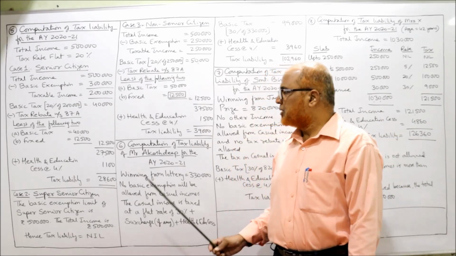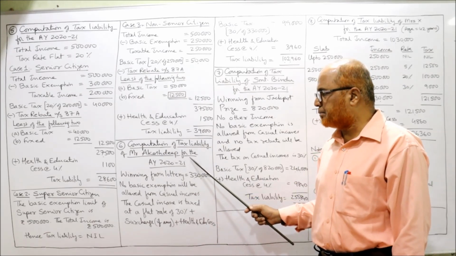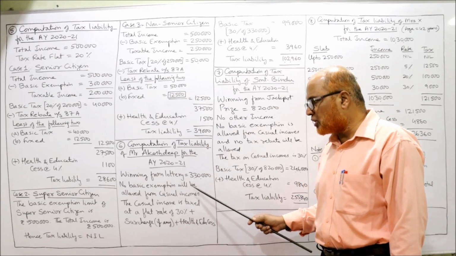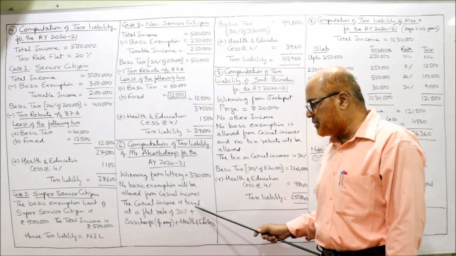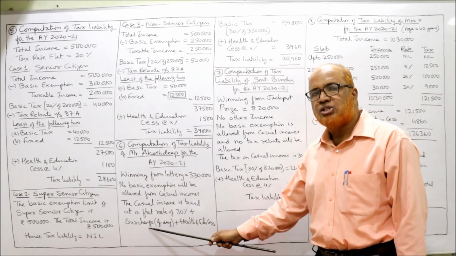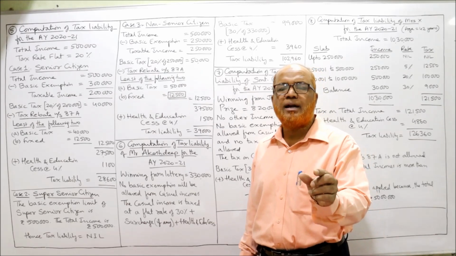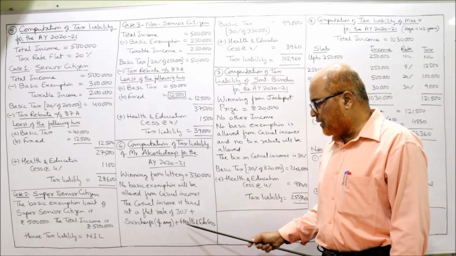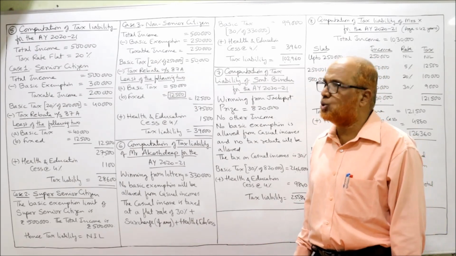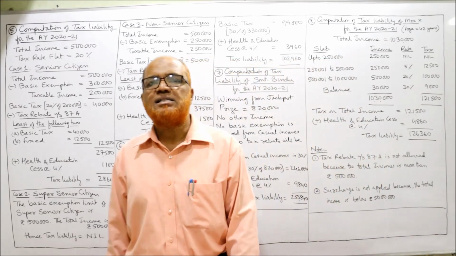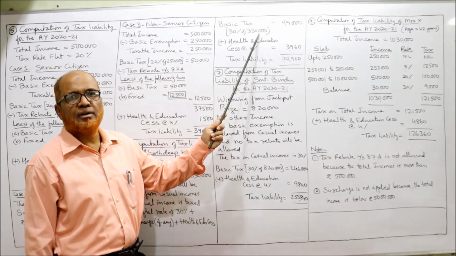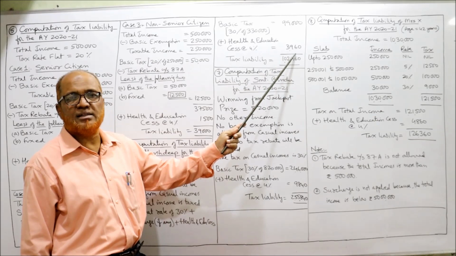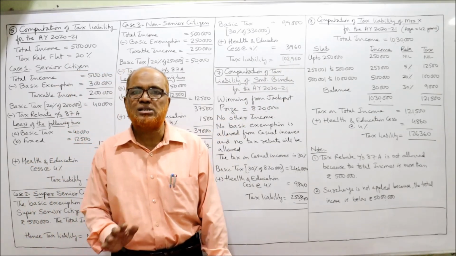You have to remember. So, computation of tax liability of Mr. Akashdeep for the assessment year 2021. Winning from lottery 3,30,000. No basic exemption will be allowed from casual income. The casual income is taxed at a flat rate of 30% plus surcharge if any. Surcharge will be applied if the total income exceeds 50 lakh, but we don't have that. So surcharge if any, plus health and education cess 4% as usual. So basic tax is 30% of 3,30,000, which is 99,000. To this, health and education cess 4% is 3,960. Tax liability is 1,02,960. Finished.